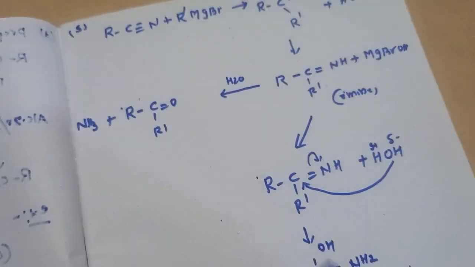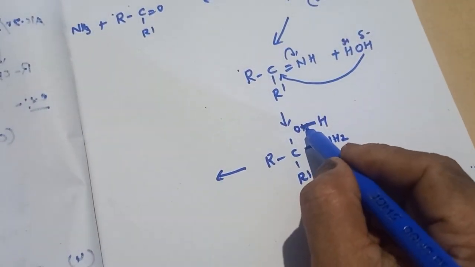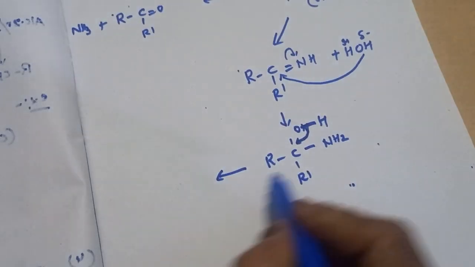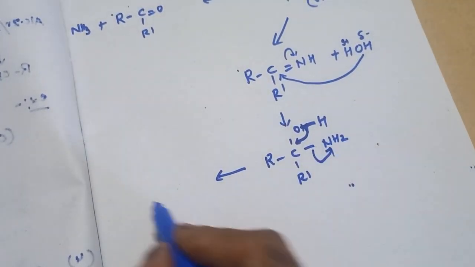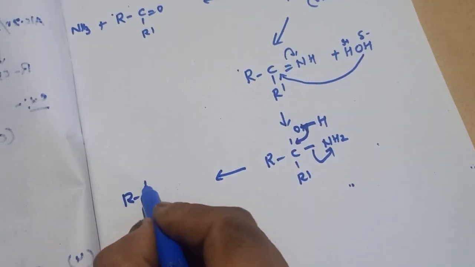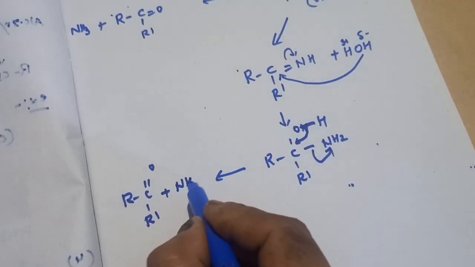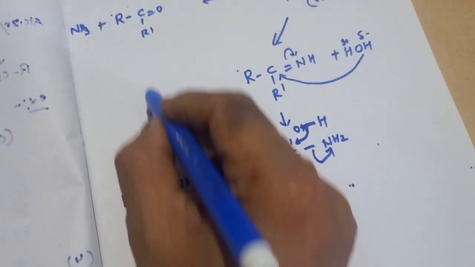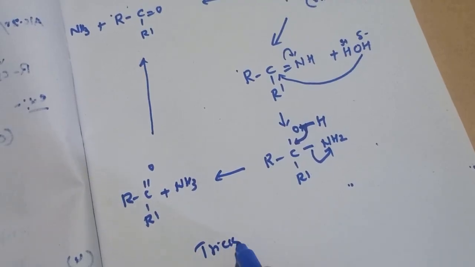Now the bond between oxygen and hydrogen breaks like this, and this bond shift takes place, and we will get the product like R C double bond O R prime plus NH3, as I showed in the above one. Right, students? What is the trick here?